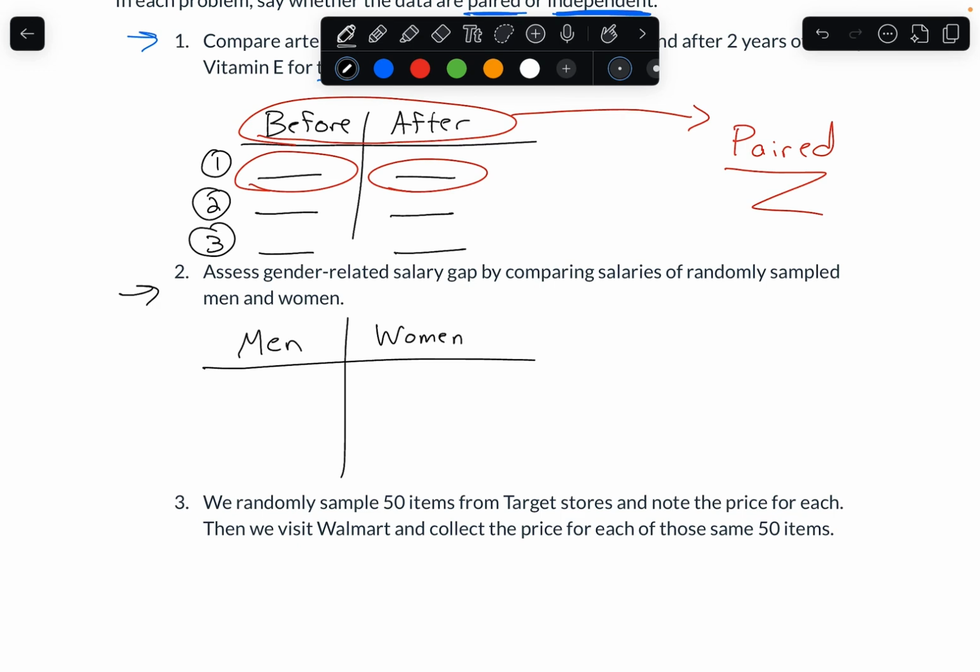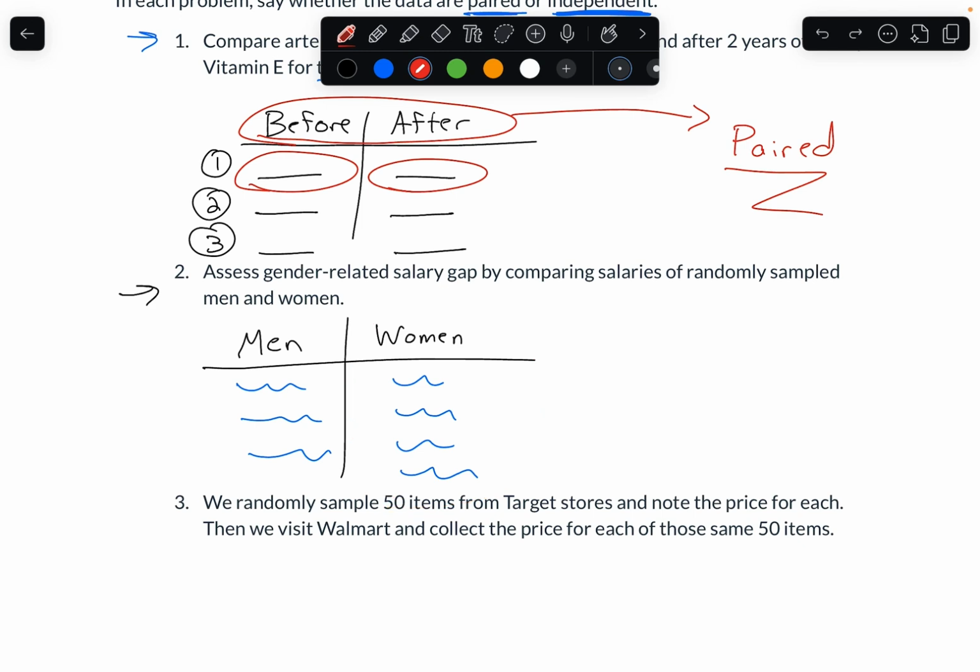And I'm going to have a list of men's salaries. So you would say, okay, here's this person's salary and that person's salary and that person's salary, and then I would have a bunch of women's salaries over here as well. And again, the question I want to know is, are we working with paired data or independent data? Meaning, if I were to select one particular man's salary, is that going to correspond or have some sort of relationship with one particular woman's salary?